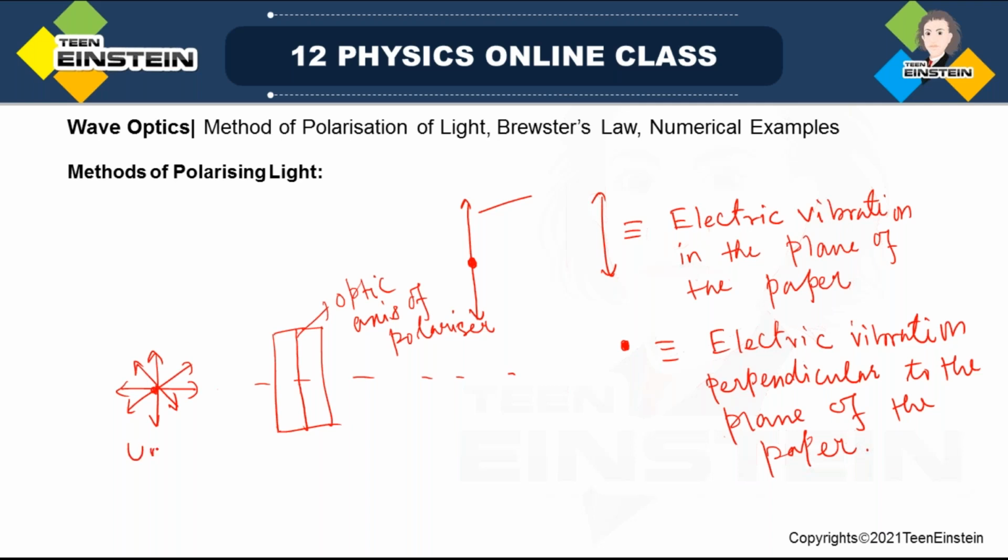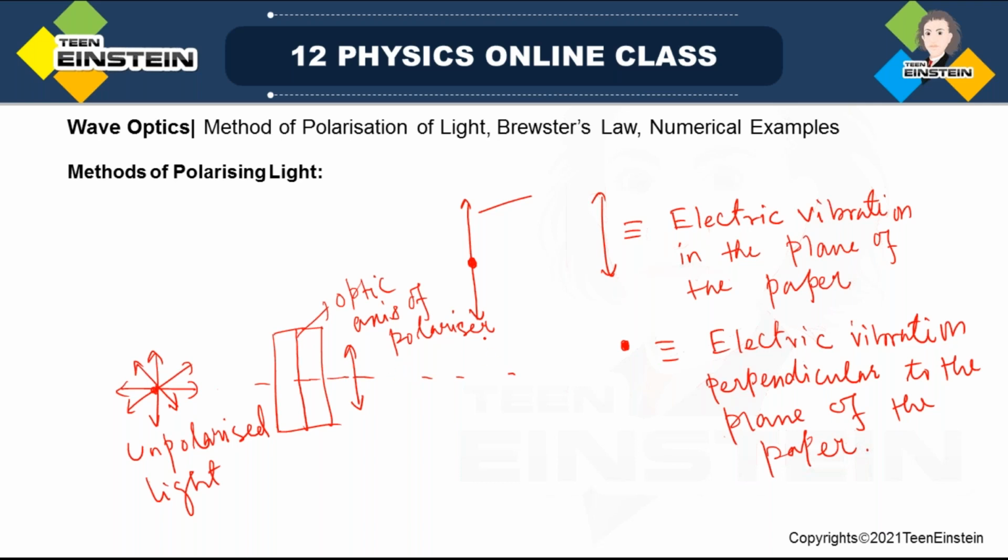So this is unpolarized light because it has electric vibrations in all directions. Once it passes through this, you will have only vibrations which are parallel to the optic axis.